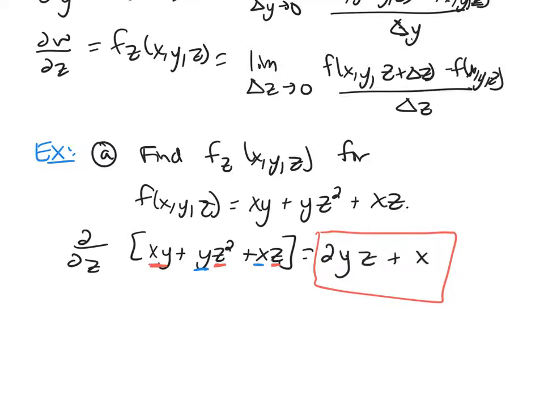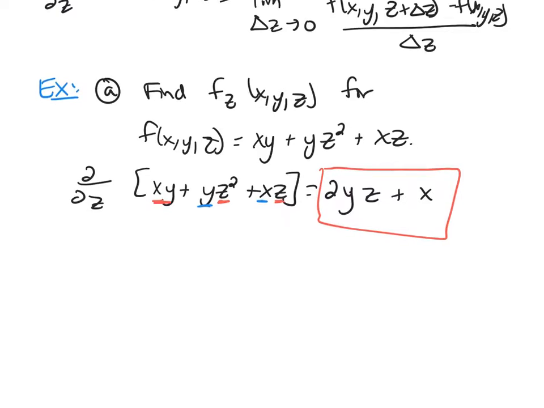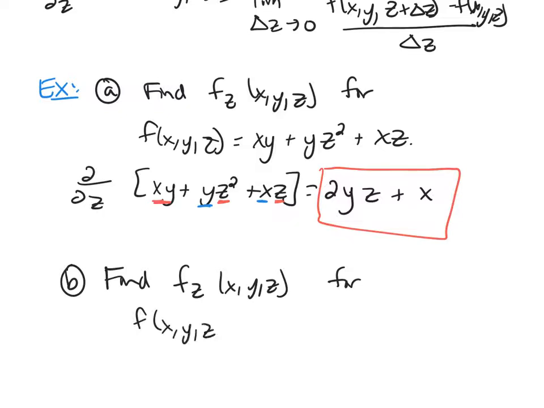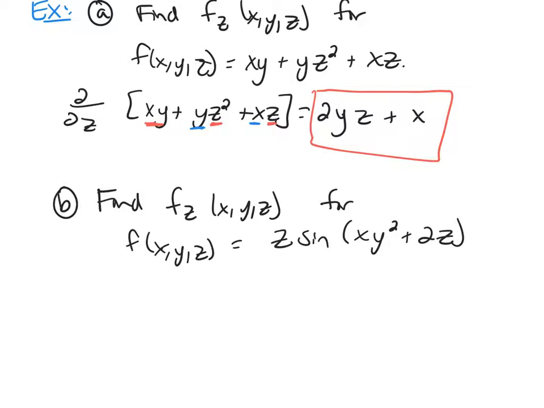All right, and then our second one we're going to look at, part B. I want to find f sub z for the function z sine of xy squared plus 2z. So here, notice that you have a z out here and in this other term. So you're going to have to use the product rule to find f sub z.